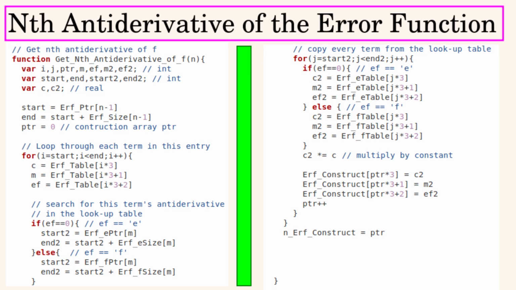So now we've finished. We'll copy the length of this expression here. We'll increment the number of elements in the antiderivative table here. Then we'll set the start and end pointers to this nth antiderivative of f here.